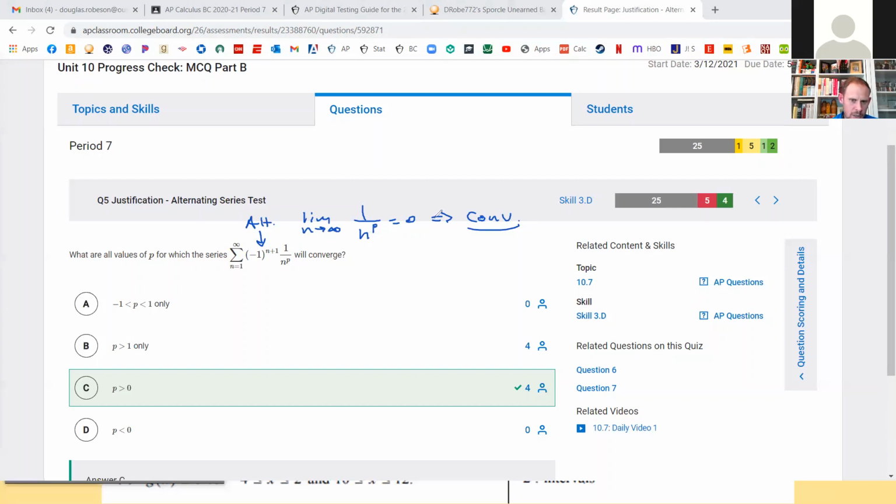All right, so we just want to know for what values of p will this equal 0? Well, we definitely need positive values of p. If it's negative p, that's not going to work. Greater than 1, that does work, but it says only, and we could have 1/2 here and it would still go to 0. In fact, any p value greater than 0 is going to work. Less than 0 is not going to work. That's actually where it's going to diverge. So there's our guy.